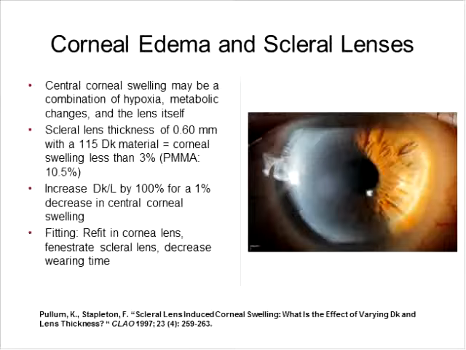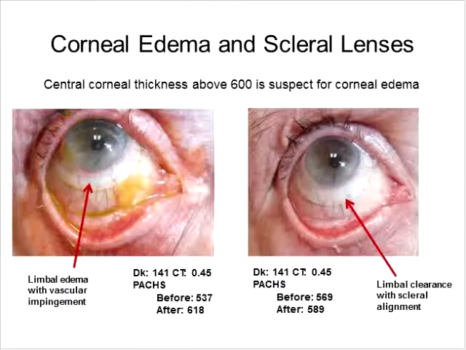Scleral lens-induced central corneal swelling can be decreased as the DK increases and lens thickness decreases, but the relationship is nonlinear for higher oxygen-permeable materials, meaning that minor differences in DK between two lenses would not make a significant difference in decreasing corneal edema. If corneal edema does develop, assess the scleral fit. If the scleral fit is good, then consider fenestration, decreasing wearing time, or refitting into a corneal lens.